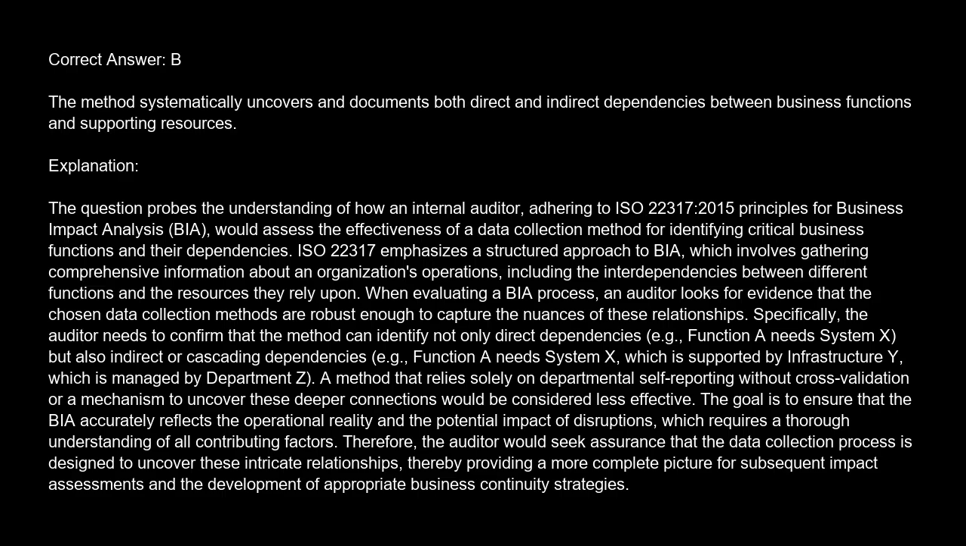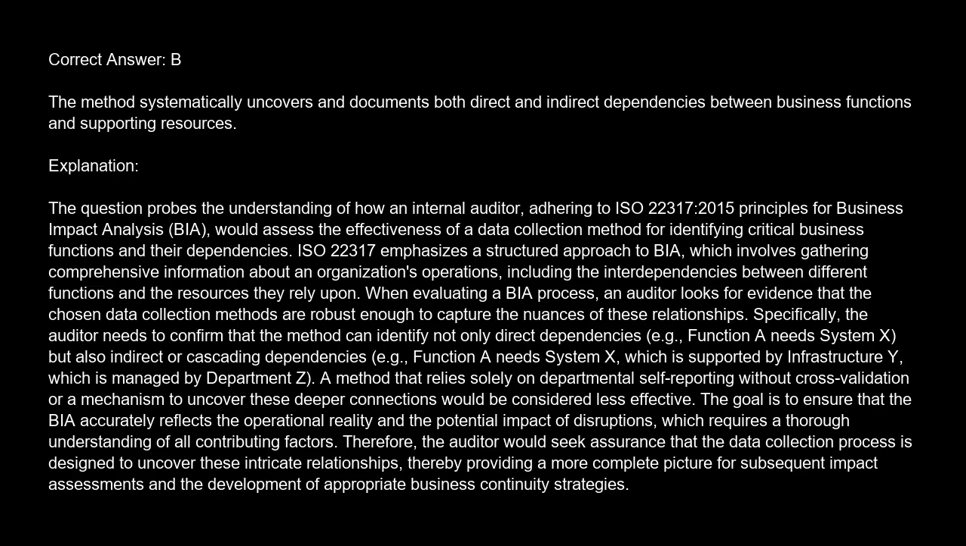ISO 22317 emphasizes a structured approach to BIA, which involves gathering comprehensive information about an organization's operations, including the interdependencies between different functions and the resources they rely upon. When evaluating a BIA process, an auditor looks for evidence that the chosen data collection methods are robust enough to capture the nuances of these relationships. Specifically, the auditor needs to confirm that the method can identify not only direct dependencies, e.g., function A needs system X, but also indirect or cascading dependencies, e.g., function A needs system X, which is supported by infrastructure Y, which is managed by Department Z.